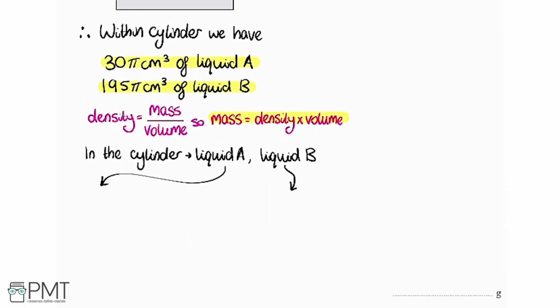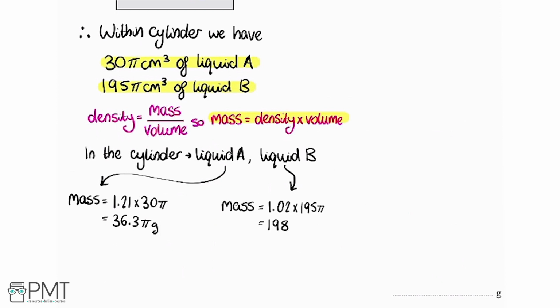So let's look at liquid A first, the mass of it within the cylinder. It's going to be density, which it says up in the question is 1.21. And we're going to multiply that by the volume we worked out, which is 30 pi. And that gives us a result of 36.3 pi. And look at liquid B now, the mass of liquid B. Again, taking the density from the question, we're told that's 1.02. I'm going to multiply by the volume that we worked out, which is 195 pi, giving us 198.9 pi grams.